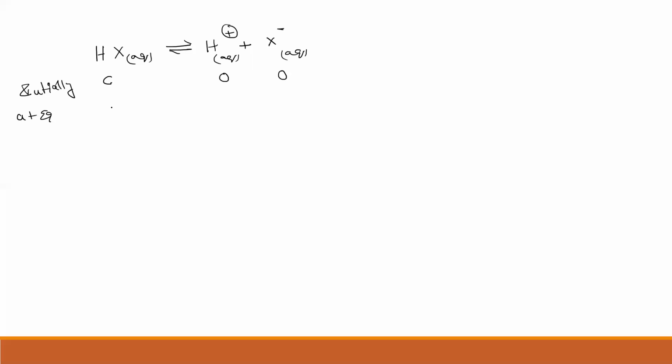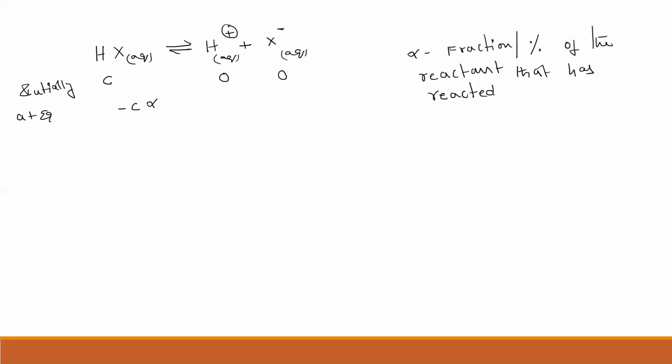At equilibrium, a fraction of this HX ionizes into H plus and X minus. That fraction is C alpha. C is the concentration of this acid, and alpha is the degree of dissociation. What is the degree of dissociation? Alpha is the fraction or percentage of the reactant that has reacted. The fraction has to react from the original concentration only, so the amount of dissociation is C alpha.